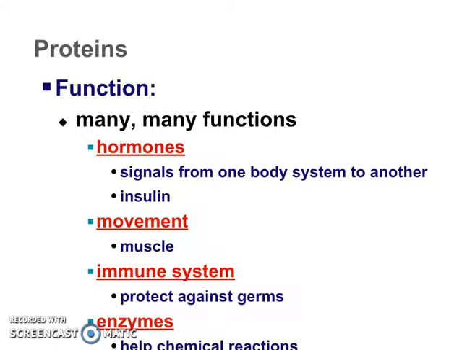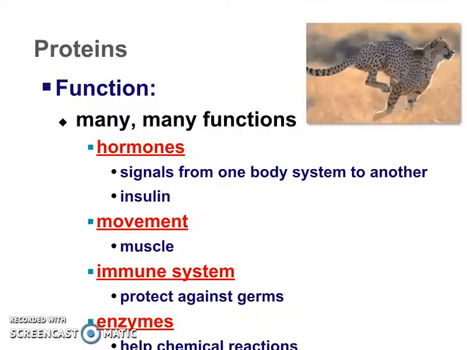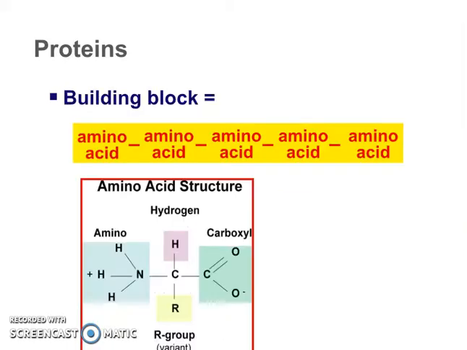And they have many, many functions. Again, hormones signal from one part of your body to the other. Muscles are super important for movement. Your immune system depends on proteins, and enzymes are what make all of the chemical reactions in your body go. So your proteins are super important. And so understanding their structure and how they're built and how they work is also really important.